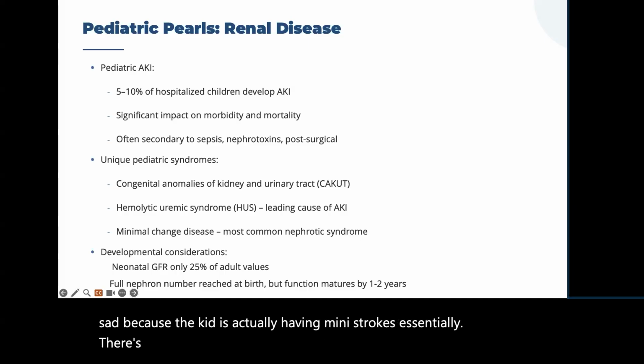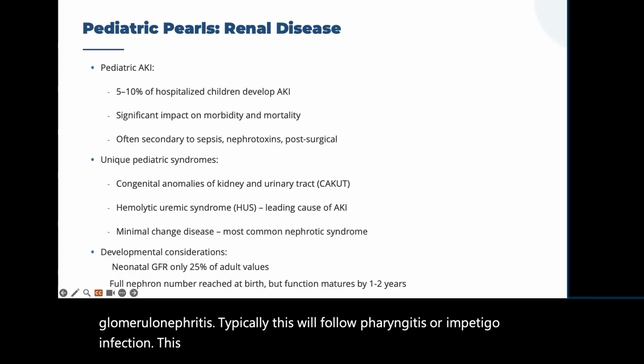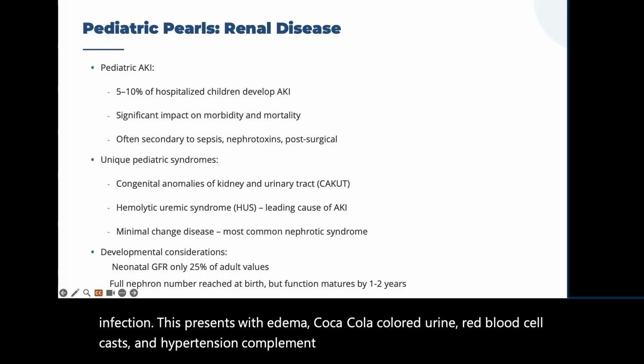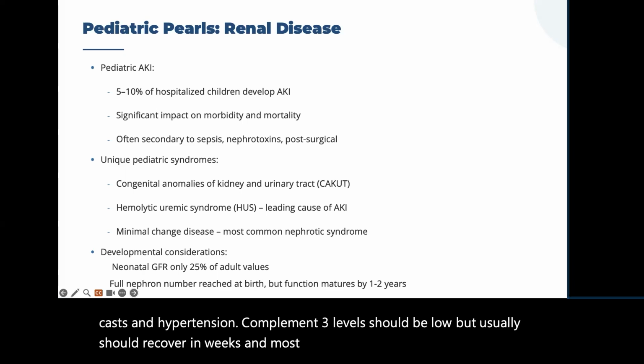There's another condition that can develop, post-streptococcal glomerulonephritis. Typically, this will follow pharyngitis or impetigo infection. This presents with edema, Coca-Cola colored urine, red blood cell casts, and hypertension. Complement 3 levels should be low, but usually should recover in weeks. And most children will fully recover, unlike some adults, who may not.